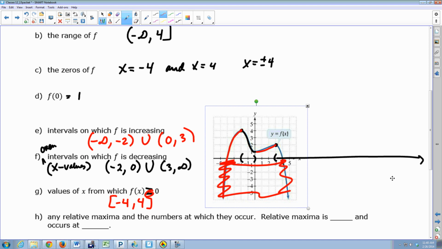Where's our relative maxima? What are they? My relative maxima are 4 and 2.